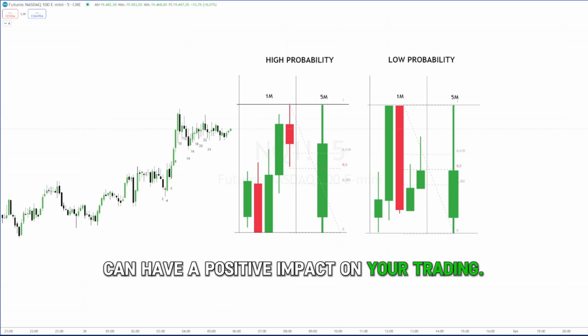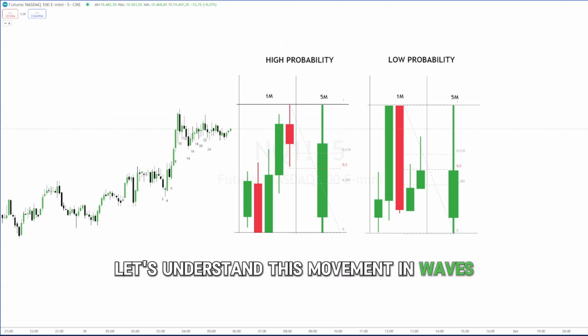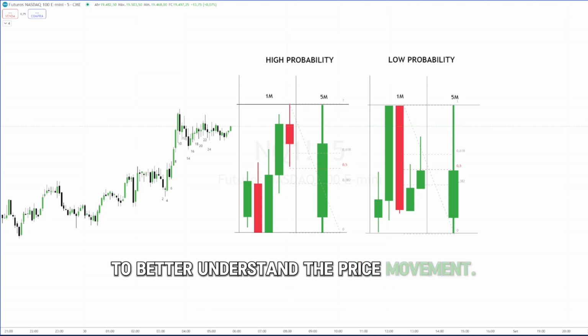on your trading. The price moves in waves most of the time, with the exception of moments of volatility when the price accelerates with urgency and only makes the return wave after the period of urgency is over. Let's understand this movement in waves and how to use the confluence of timeframes to better understand the price movement.